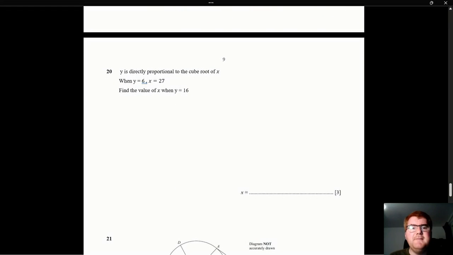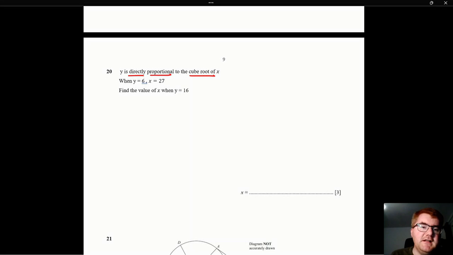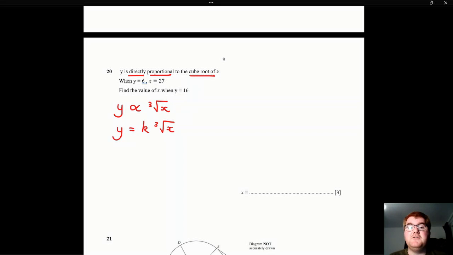On to question 20. So y is directly proportional to the cube root of x. Again, key information here. So let's write this out. So y is directly proportional, so no fractions involved here, the cube root of x. So if we translate this into an equation, we get y equals some constant k times the cube root of x. Now, to work out that k, we have some initial conditions.